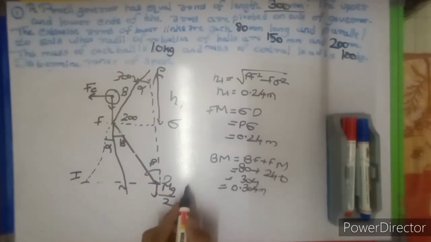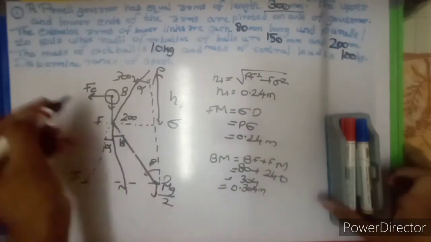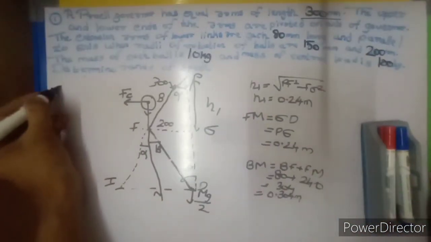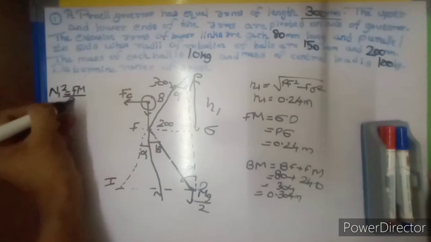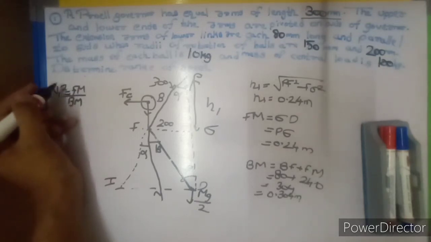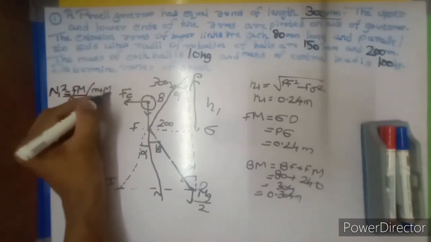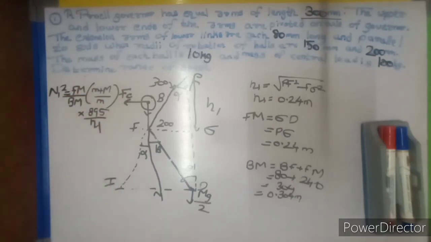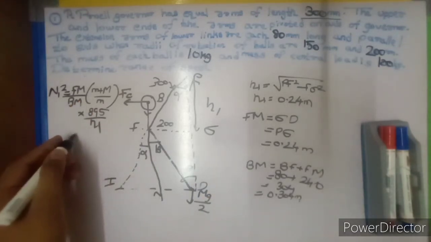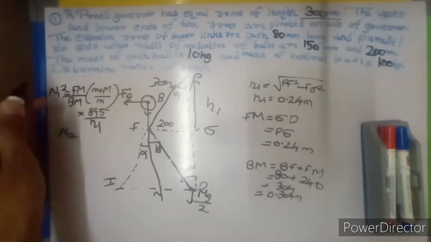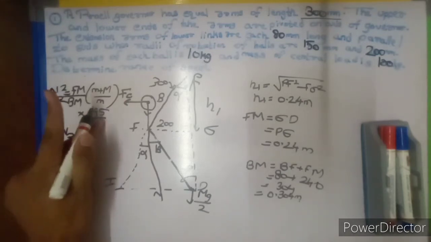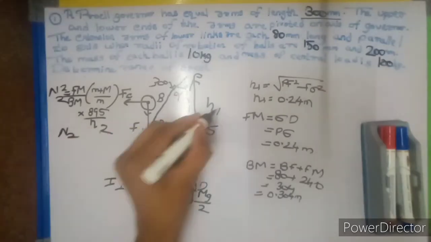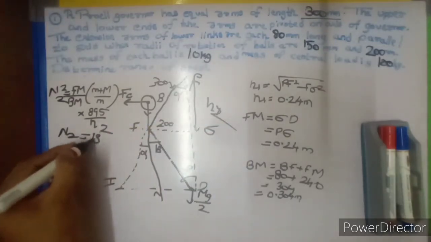And lastly, you have to apply the formula. What is the formula? N1 square is equal to FM by BM into small m plus capital M upon small m into 895 upon H1. Okay. You just substitute the formula and get the answer. You will get N2 is equal to 180. This is N2. Extremely sorry, because here height H2 is there, no? N2. So N2 is 180 RPM.